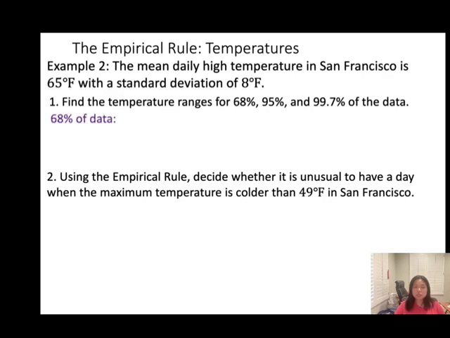68% of the data will be within 1 standard deviation. So I will use the mean plus minus the standard deviation. Okay, the mean plus minus standard deviation. So you will find 68% of the daily high temperature in San Francisco is between 57 Fahrenheit to 73 Fahrenheit. And then I want you guys to try to find the 95% and the 99.7% of the data.